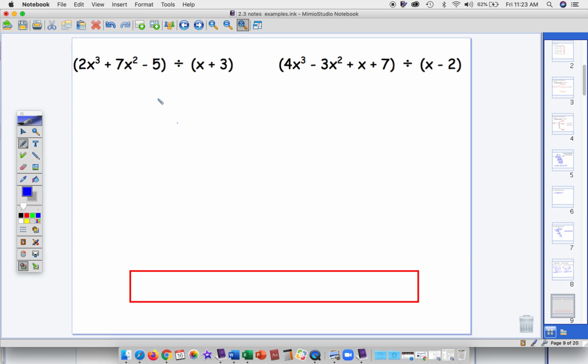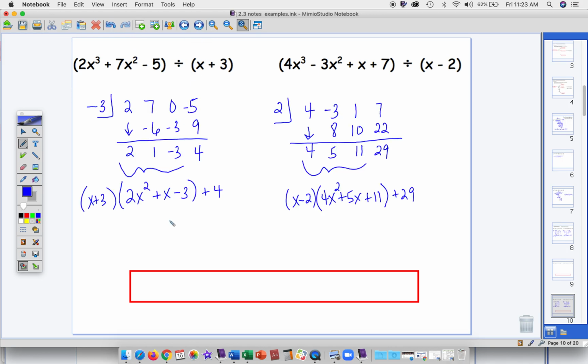Okay, on the next slide, there's 2 more examples. I'd like you to try both of these. Okay, pause the video and then come back when you're done. Okay, let's see how you did. So compare your solutions. Pause the video if you need to.